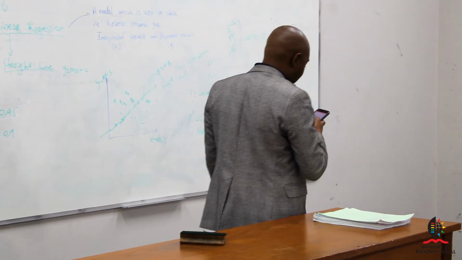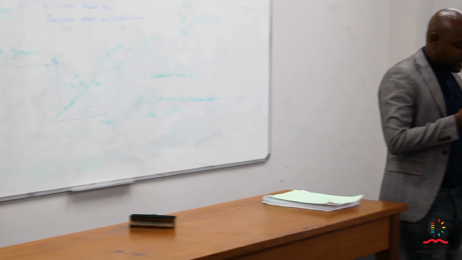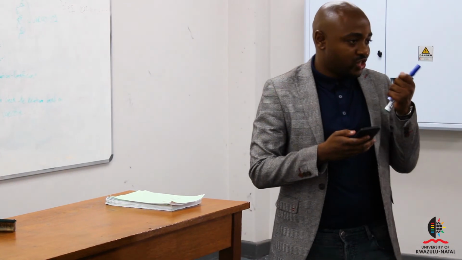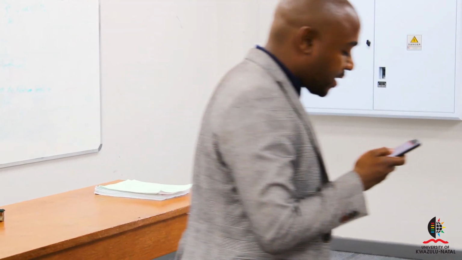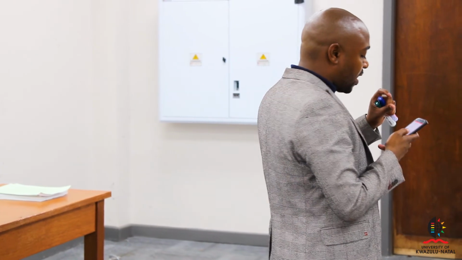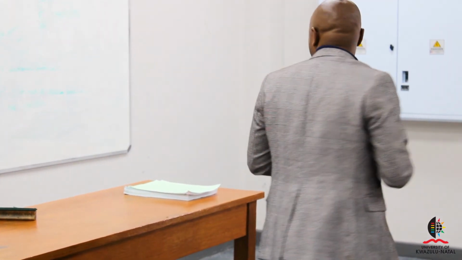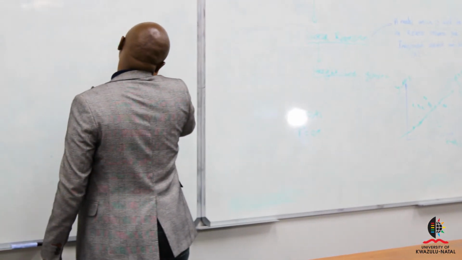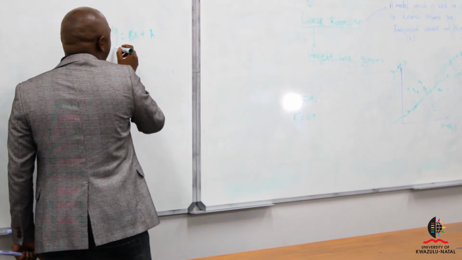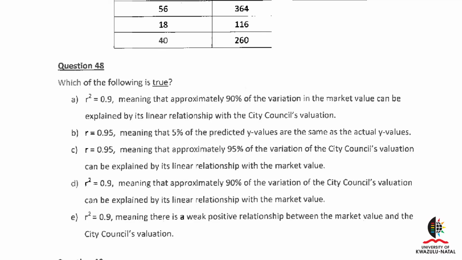If you look at these questions, R squared 0.9 means that approximately 90% of the variation in the market value, that's Y, can be explained by a linear relation with the city council's valuation, which is X. That is true because if you look at this equation, y is equal to bx plus a, the y is explained by x, not the other way around. So a is correct.